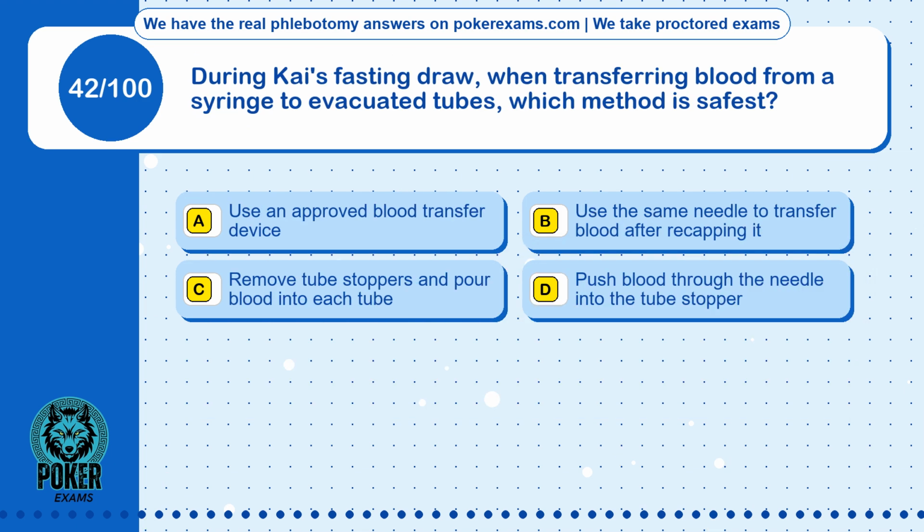Question 42. During Kai's fasting draw, when transferring blood from a syringe to evacuated tubes, which method is safest? Option A. Use an approved blood transfer device. Option B. Use the same needle to transfer blood after recapping it. Option C. Remove tube stoppers and pour blood into each tube. Option D. Push blood through the needle into the tube stopper.